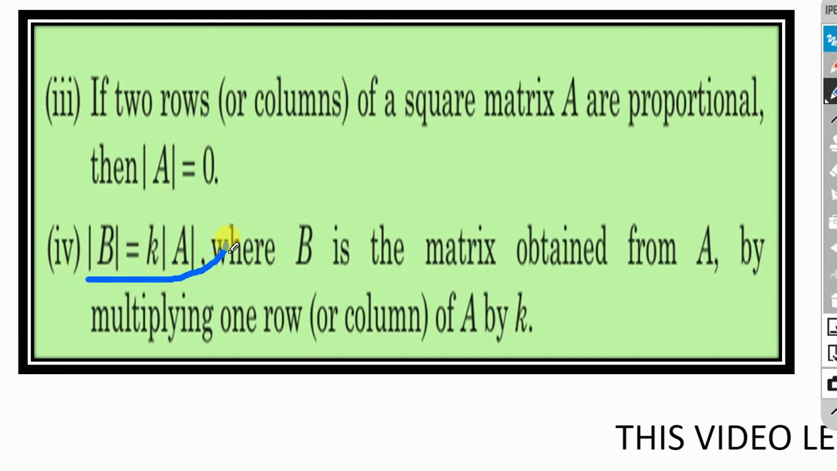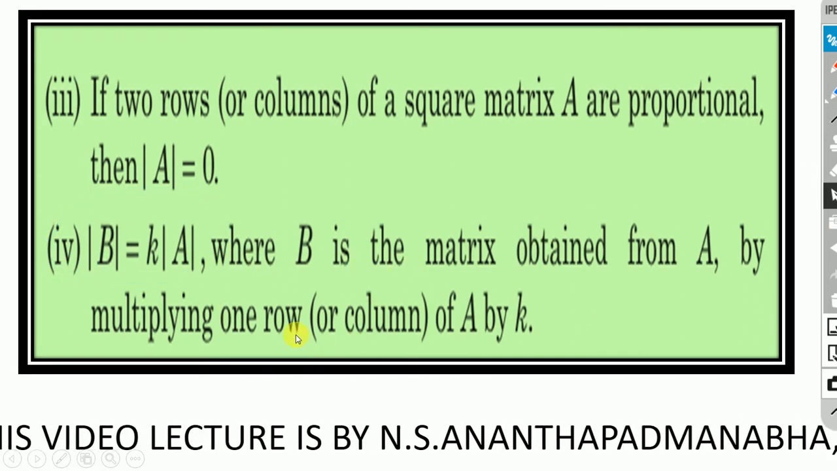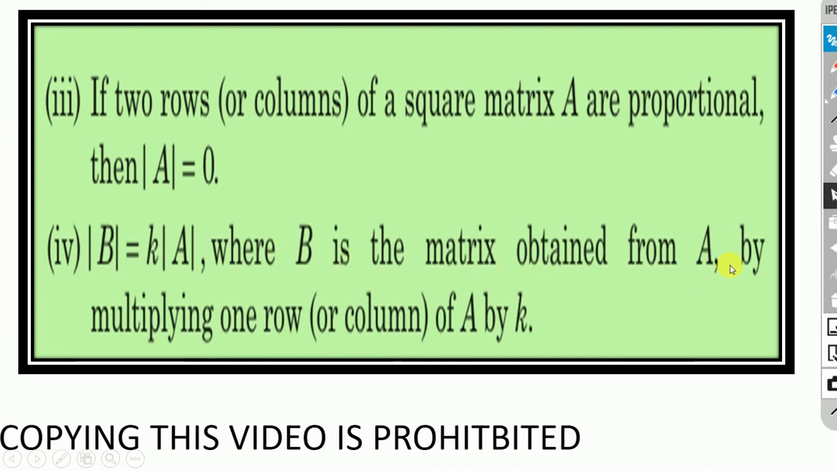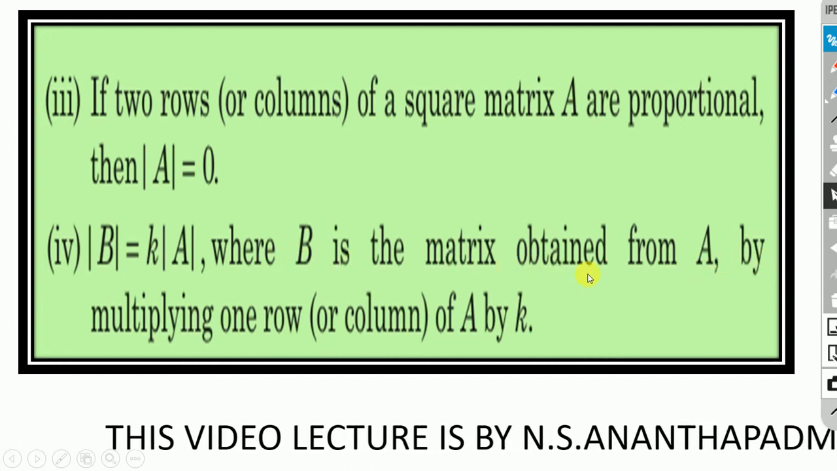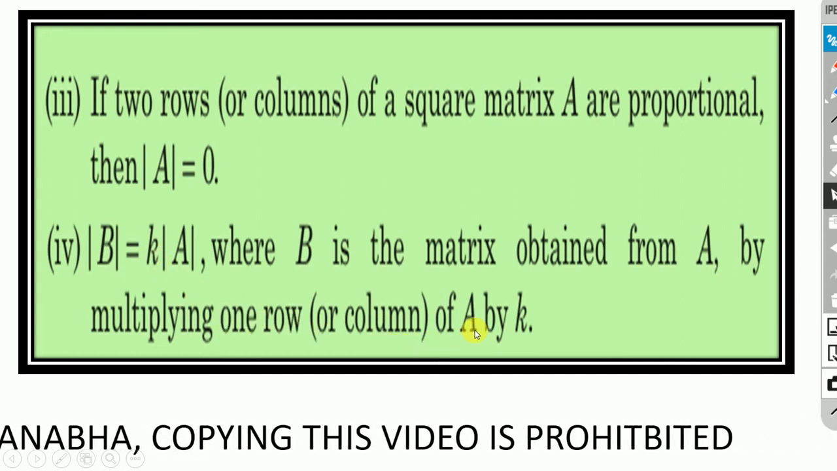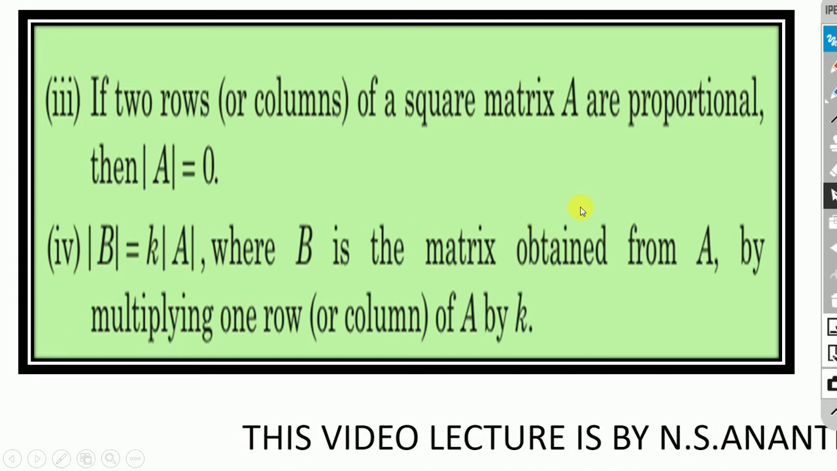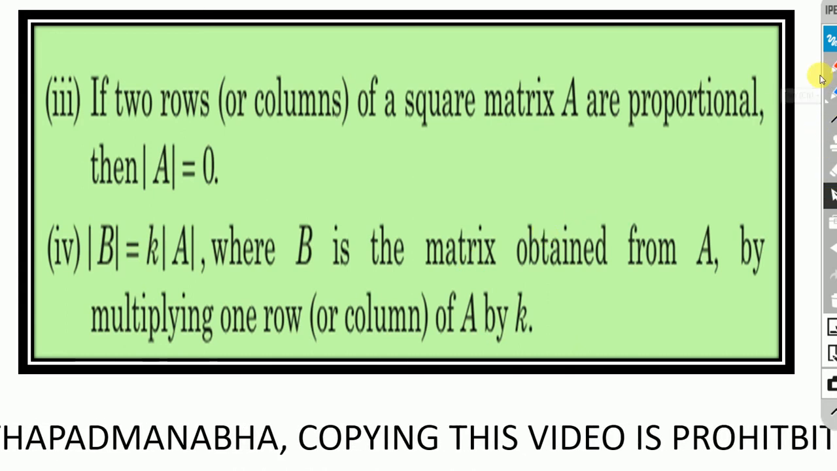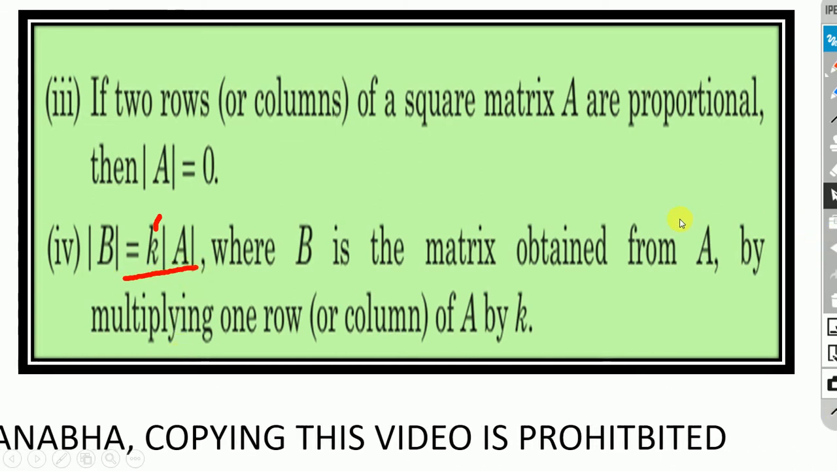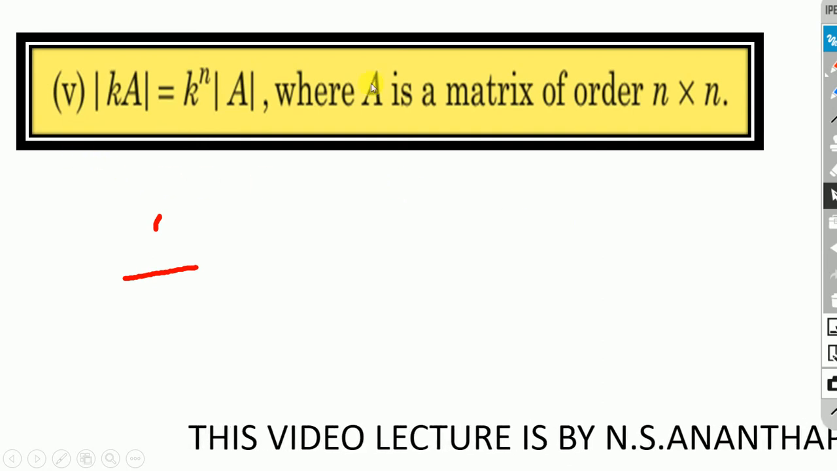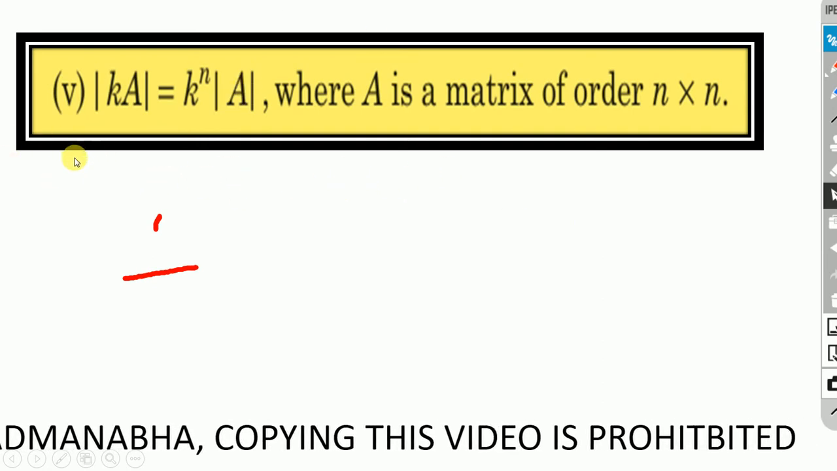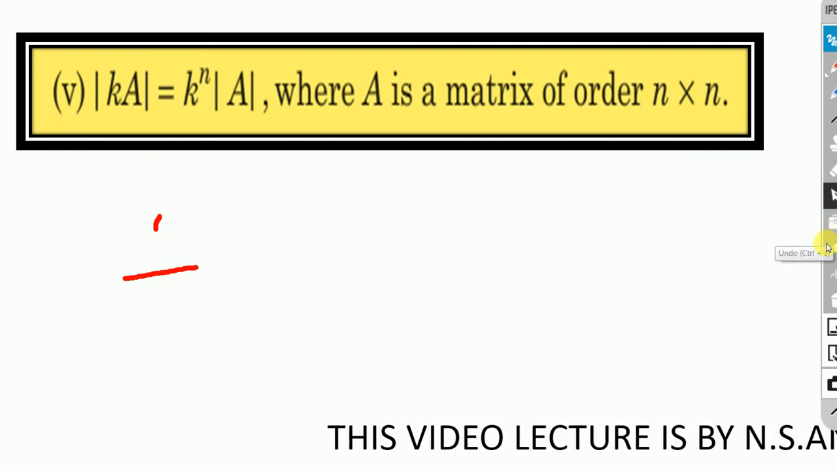Now, determinant of B is equal to K into determinant of A, where B is the matrix obtained from A by multiplying one row or column of A by a value K. If you multiply a row or column of a determinant by K, then the determinant of the new matrix B is K into determinant of A. This is an important property, required to solve some of the CET questions.